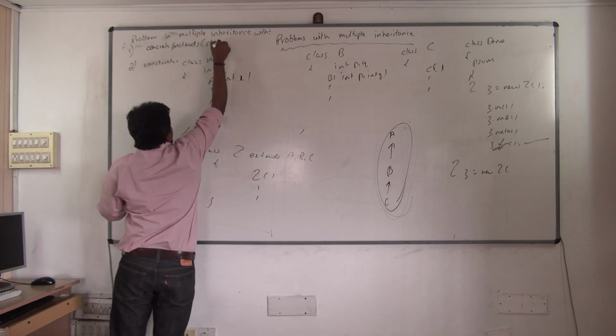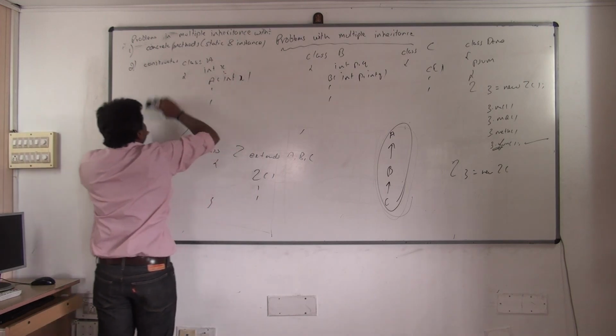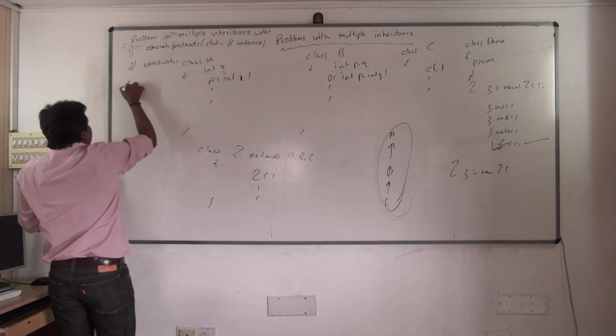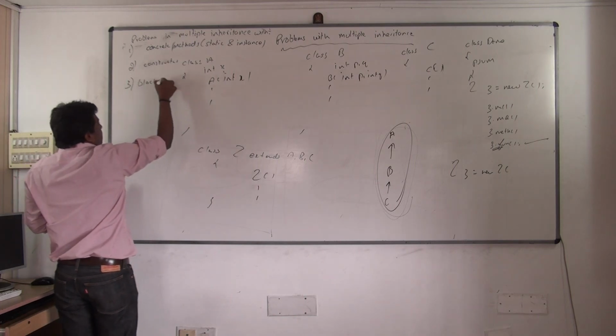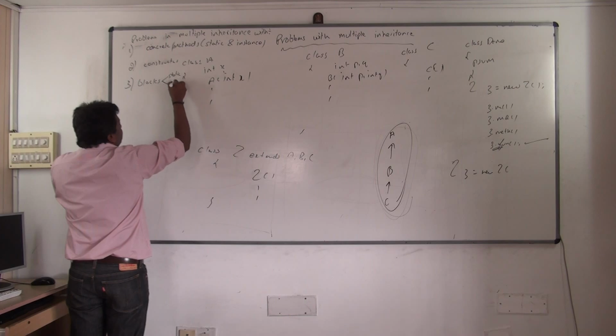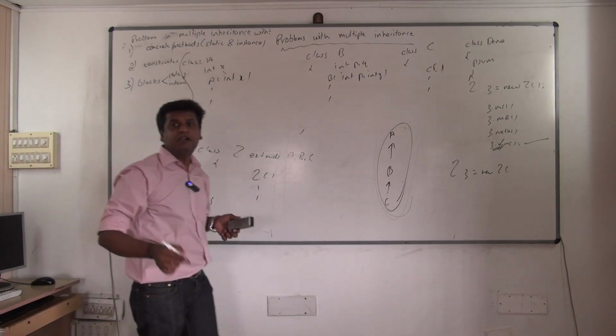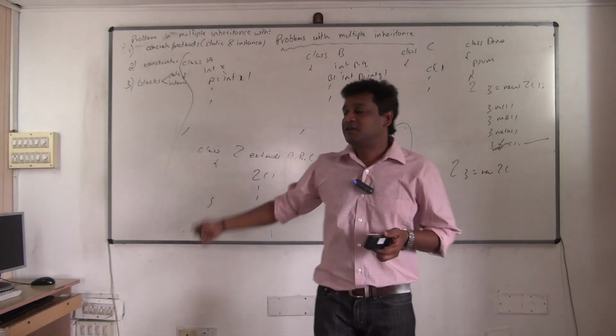Static as well as instance, they cause problems. Next, the constructor clause causes a problem. Third one, blocks. Which blocks? Both static and instance blocks. They also cause problems in what? Multiple inheritance. If I write a block, just see here.